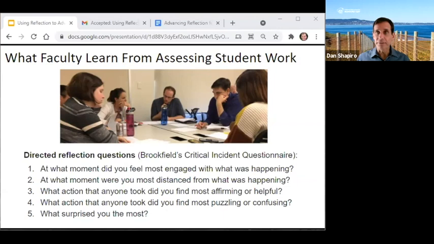We told faculty not to spend a lot of time on this. Just quickly answer these questions, and then we turn them loose. As I said, we'd look at these and use what they shared to open discussion the next day for the second day of assessment.